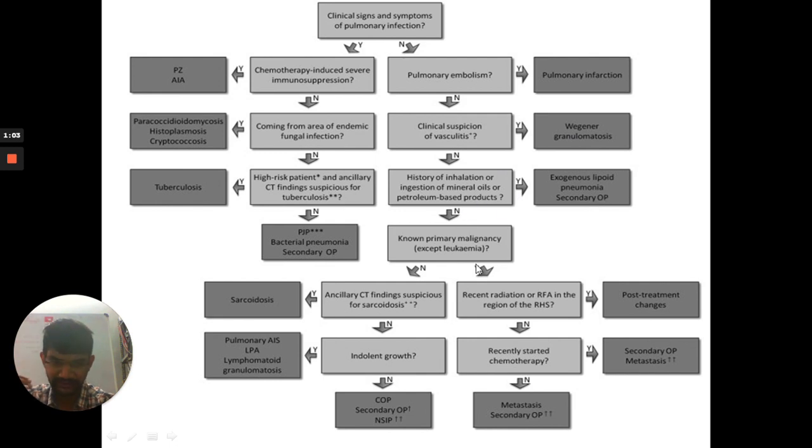If there is a known primary malignancy, if yes, it could be post treatment changes. If the patient has recently started treatment, then it could be secondary metastasis. Okay, if there is no malignancy, then it could be sarcoidosis, and if there is indolent growth, it could be lymphomatoid granulomatosis. Okay, if not, the major cause could be COP, cryptogenic organizing pneumonia. What most of the literature says is that the atoll sign or reverse halo sign is classical for cryptogenic organizing pneumonia. Okay, this is the flow chart of what could be the differential diagnosis of the atoll sign.